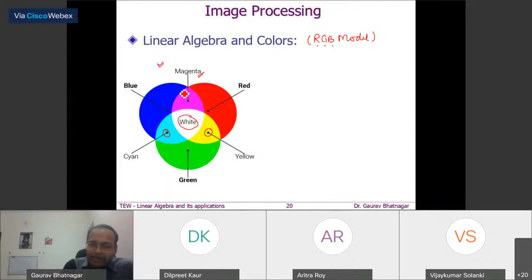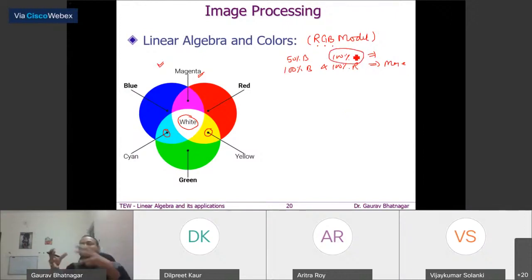Now, the underlying philosophy here is that the percentage of blue and red are the same. But it is not always the case. It may be possible that out of these primary colors, I give weightage to a certain color. In this case, 100% blue and 100% red, you will get magenta. But it may be possible that I take only 50% of blue and, let's say, 100% of red. So of course, I am not going to get magenta. I am going to get a variant of magenta, which is close to red because the dominant color is going to be red. So different percentages of these colors will give you different kinds of colors. So this is all about linear algebra. Right? So let me quickly go ahead.